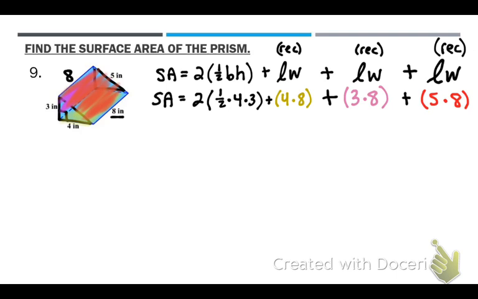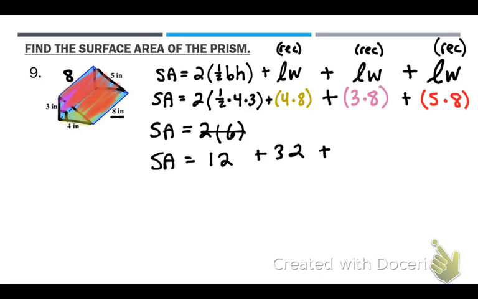Now it's just a matter of plugging in the numbers, so if you want, you can go ahead and pause the video and see if you get the same thing as me. So we've got half of 4, which is 2, and 2 times 3 is 6. If you want to, we can just figure out right there that this is going to equal 12, plus 4 times 8 is 32, plus 3 times 8 is 24, plus 5 times 8 is 40. If you add all of those up together, you find that your answer is 108 inches squared.